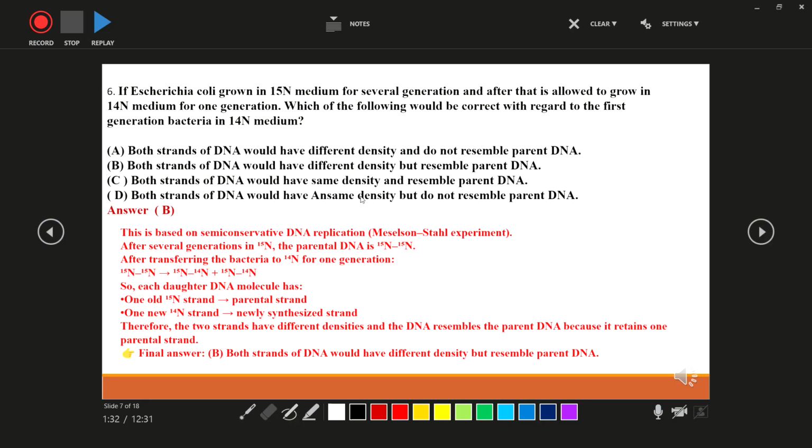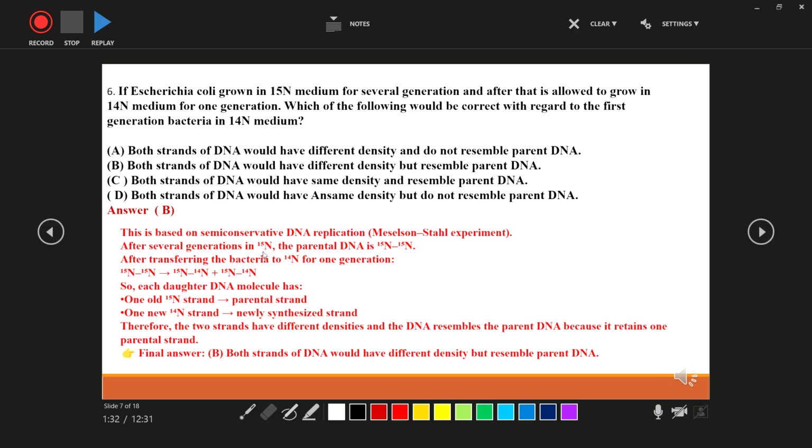Once again, we can see here that E. coli is grown in 15N medium for several generations, and after that it is allowed to grow in 14N medium for one generation. 15N is the heavier nitrogen and 14N is the lighter one. Which of the following would be correct with regard to the first generation bacteria in 14N medium? The answer is B, that is both strands of DNA would have different density but resemble parent DNA. This is because of semi-conservative DNA replication, which was shown by the Meselson-Stahl experiment. It is there nicely and clearly in the textbook.